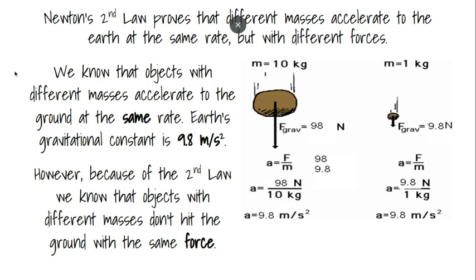So we know that objects with different masses accelerate to the ground at the same rate. Earth's gravitational constant is 9.8 meters per second squared. This is going to be important in a later question, perhaps on your worksheet. Earth's gravitational constant means the acceleration that an object experiences if it's falling on Earth, which is all objects that we know of. It's going to fall with an acceleration of 9.8 meters per second squared. That's pretty much it. So that's that slide.